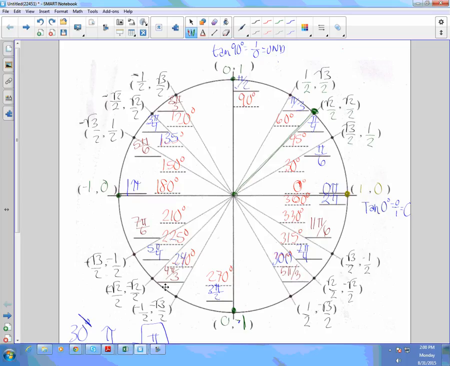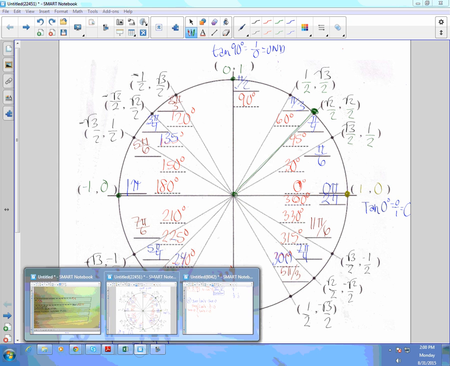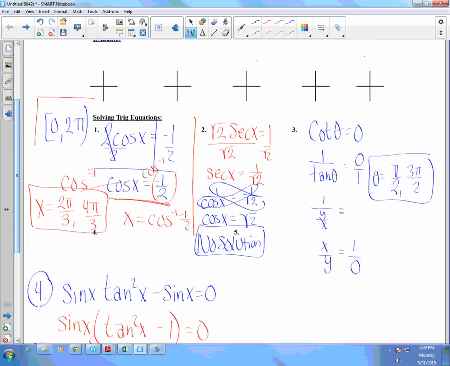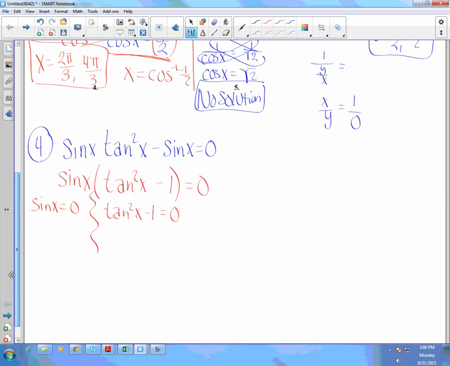Okay, look at the first one. 0, pi. Okay, we can't include 2 pi. Do you know why? Look at the original restricted domain. Is it a bracket on 2 pi? No, parentheses. So we did not include 2 pi. So here x equals 0 and pi.